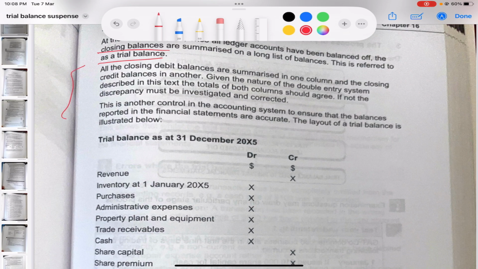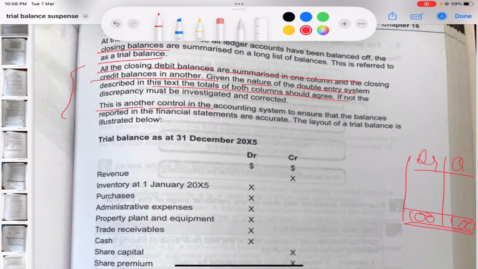All the closing debit balances are summarized in one column and the closing credit balances in another. That's what I discussed right now. We have two sides, the debit side and the credit side. Given the nature of the double entry system, both the totals should agree. So when you make a trial balance, the debit side and the credit side should be equal. If debit is 100, then credit should also be 100. The debit column and the credit column always have to be the same.